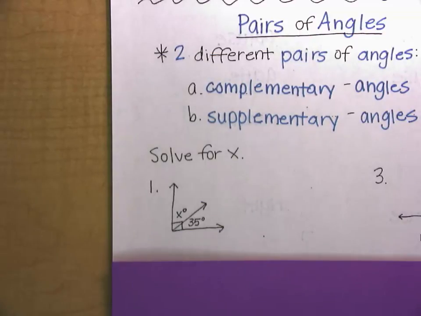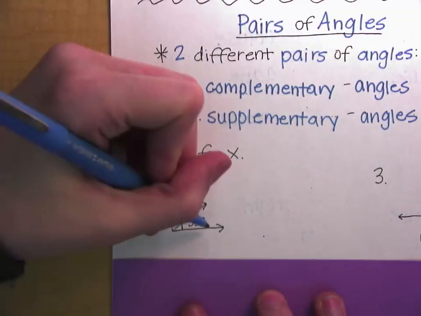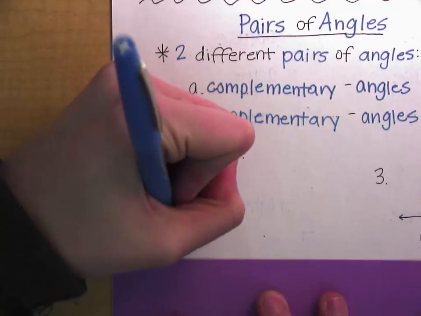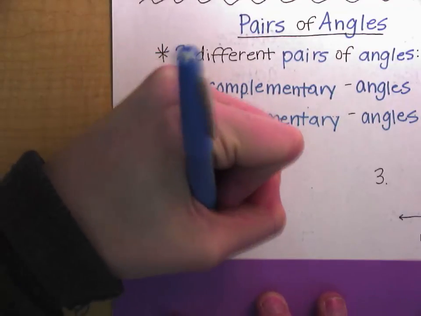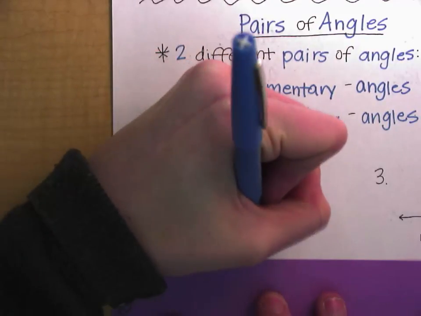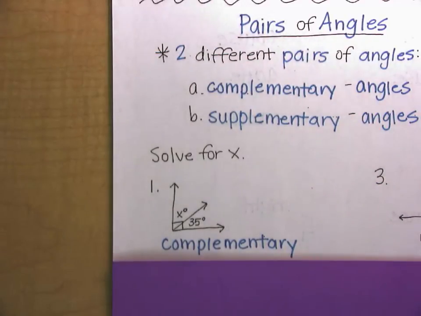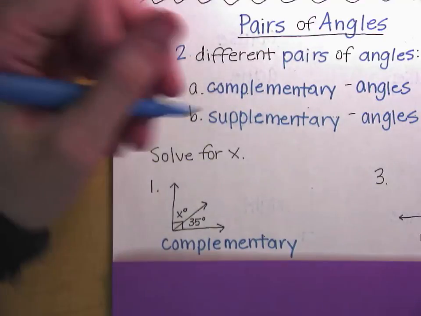Why are they complementary? Because they both add up to be 90 degrees. So this is a complementary pair of angles. So if they're complementary, what do they add up to? 90. They add up to 90.